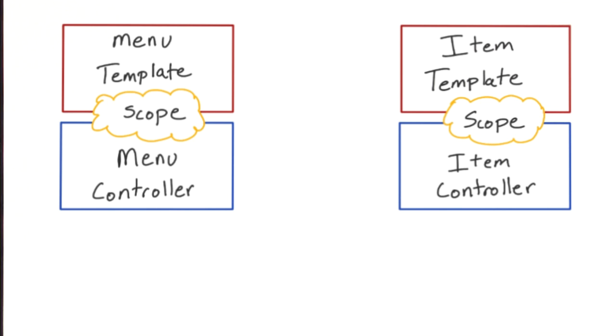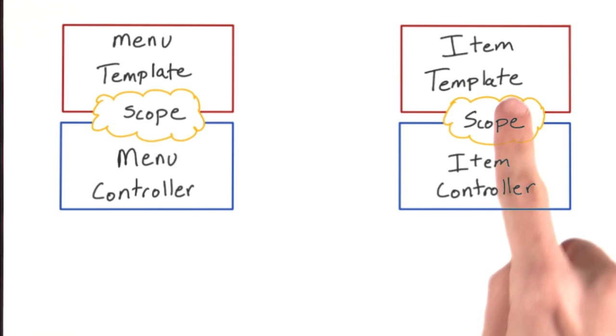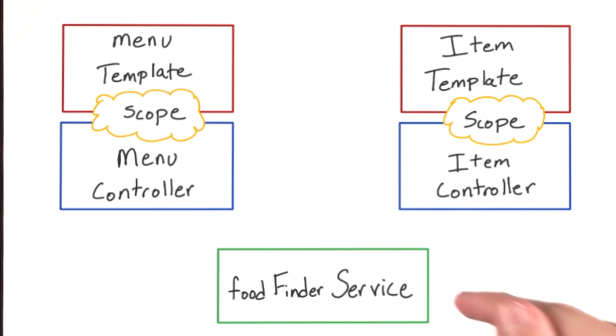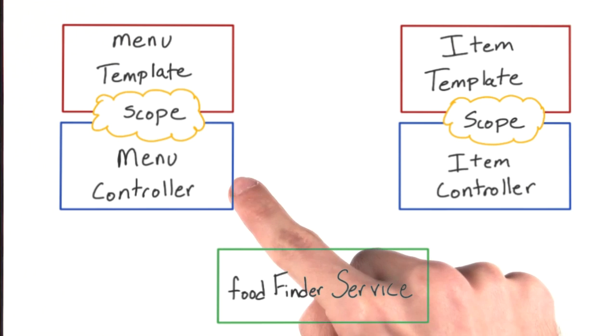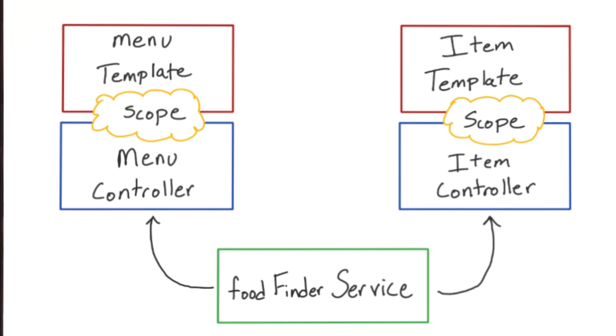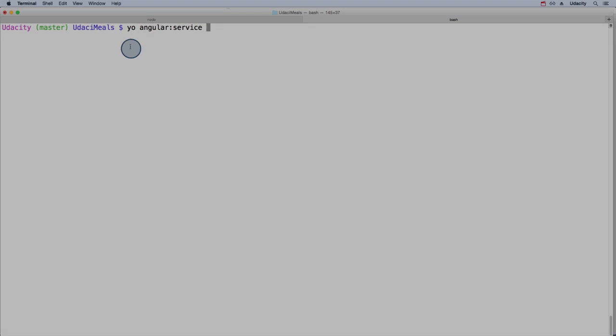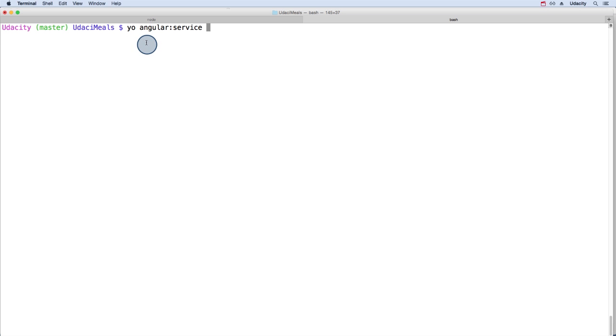In our app, we might want data from the menu items to be displayed in other locations. So let's generate a service to detangle our menu data from this specific controller and template. Then we'll see how we can inject it into a controller. We can generate a service with the Angular generator by running yo angular:service and providing a name for the service.